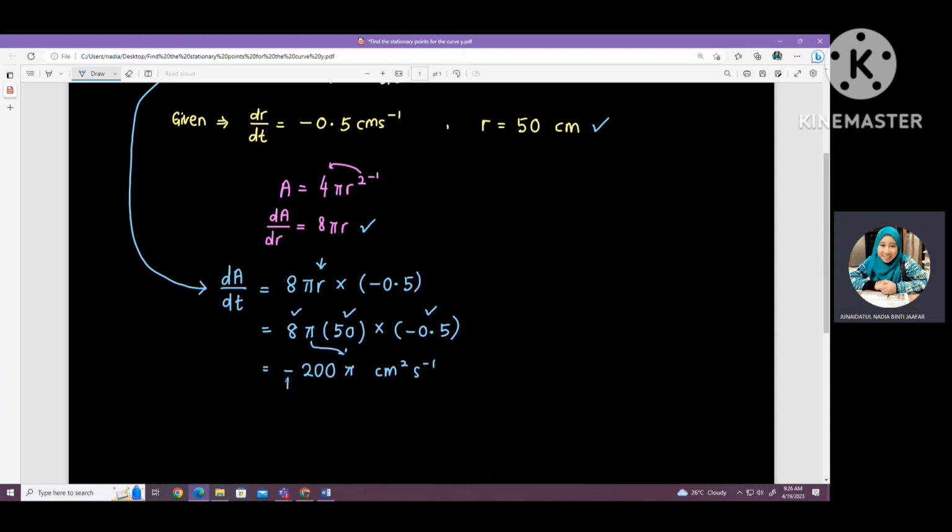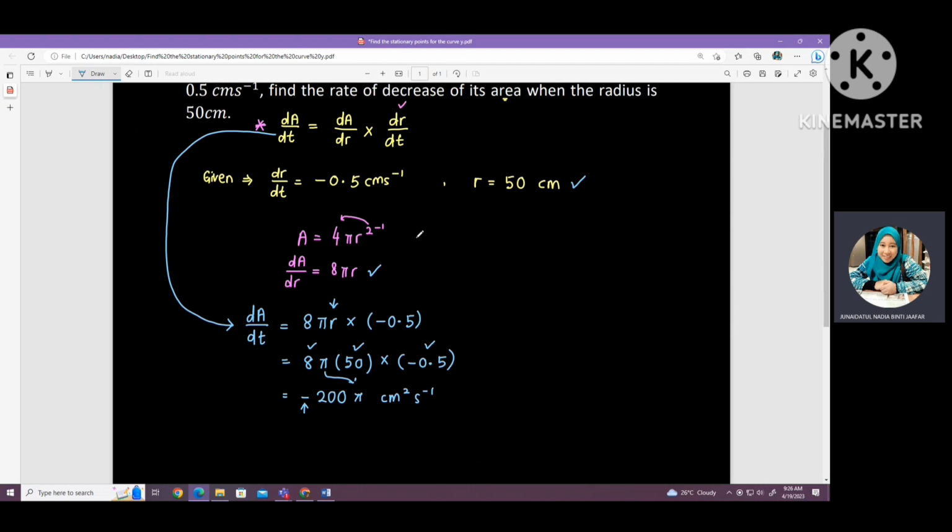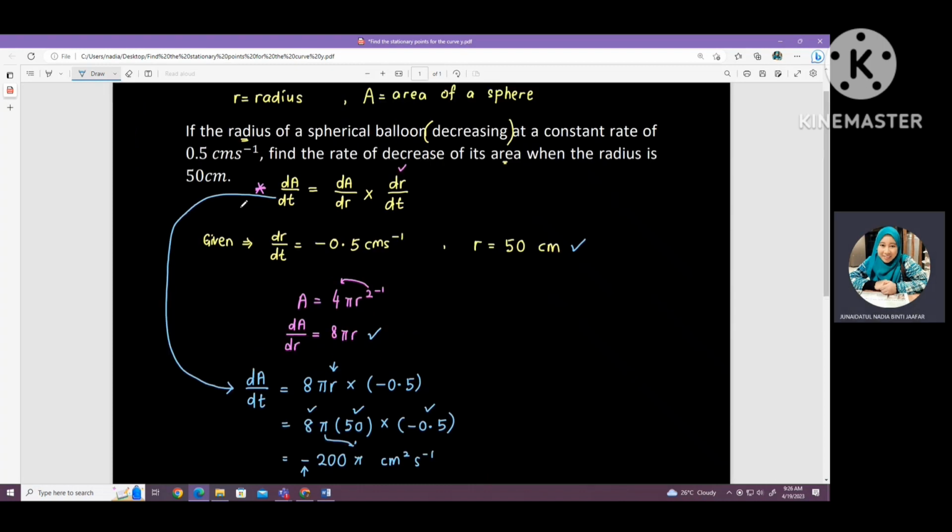And again, we get the value of dA over dt is negative because the rate is decreasing. Okay, so this is the solution for the question involving the rate of change.